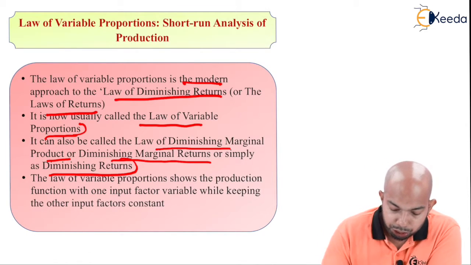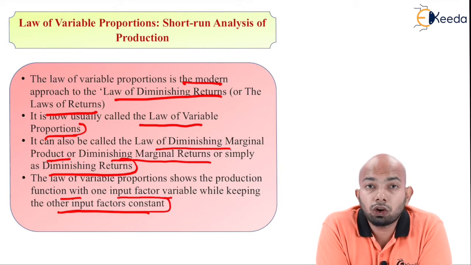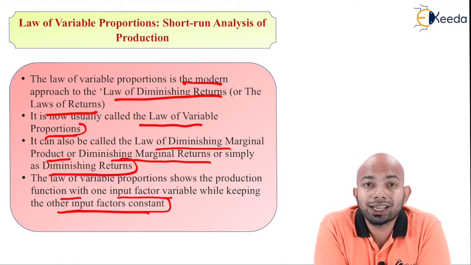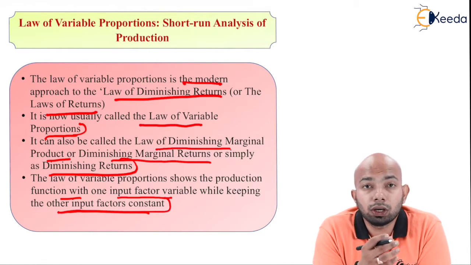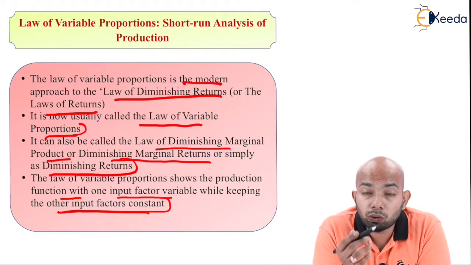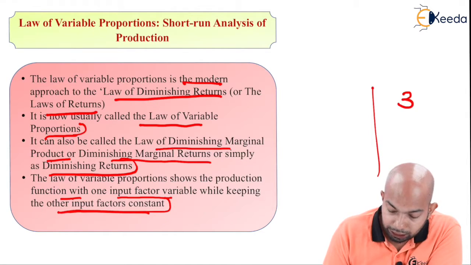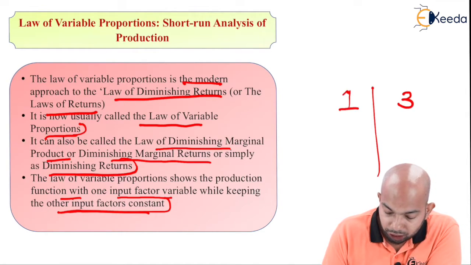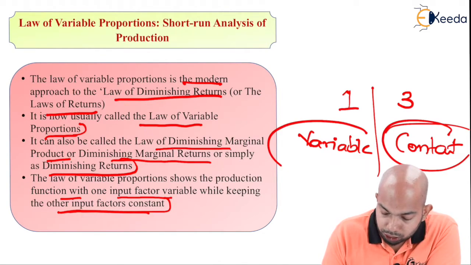Now, the law of variable proportion shows the production function with one input factor variable while keeping the other input factors constant. There are a lot of input factors that we have learned about earlier: land, labor, capital, wealth, etc. Out of all these input factors, if one is variable, for example, supposing we have 1 and 3, this 1 will be variable and constantly changing, and the other 3 will be constant. So this is constant, this is variable.